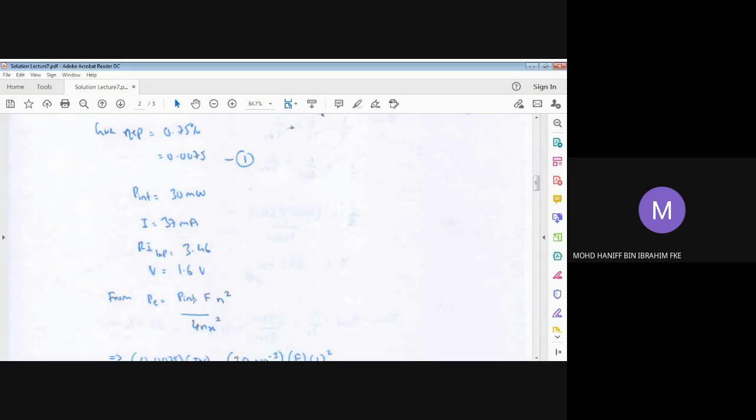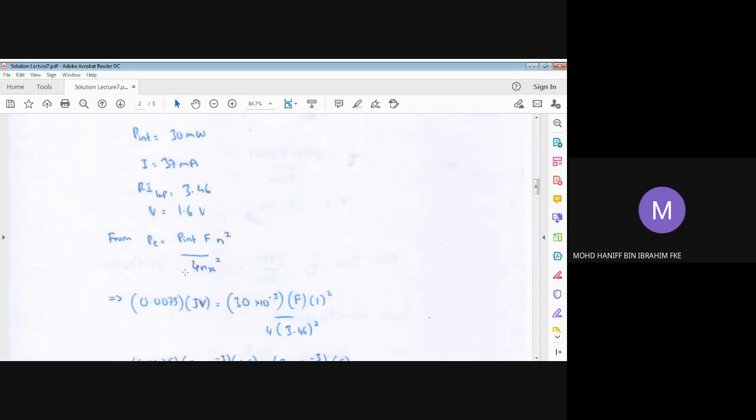The P in is given. The n is known because n equals 1, as the emission of the LED is towards the air. The nx is the refractive index of the material, which is 3.46. So the unknown is F, which is to be calculated.